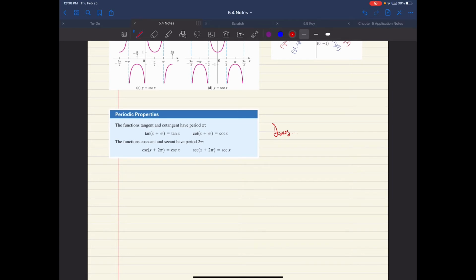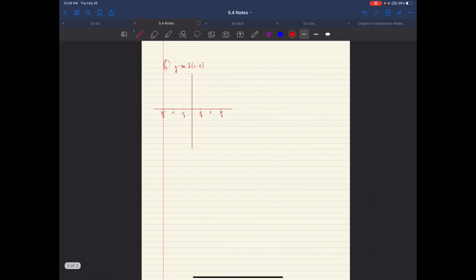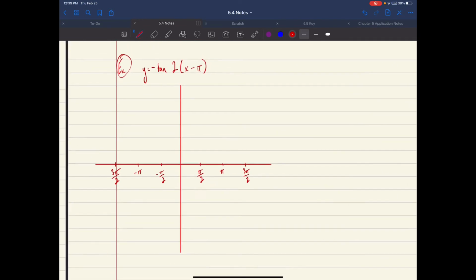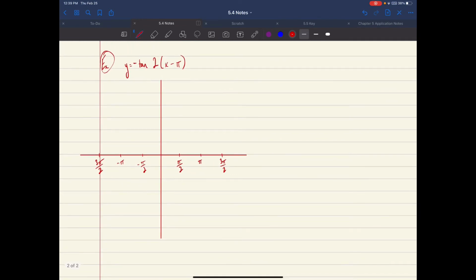So let's work with one of these. Another thing, tangent, this is something I didn't talk about. Tangent doesn't have an amplitude. Now, if it had a number out here, let's say it had a negative 1, for instance. So this one is negative tangent of 2 times x minus pi.